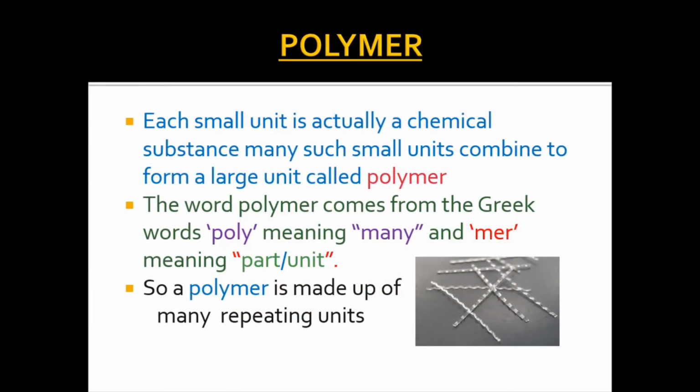What is actually a polymer? Each small unit is actually a chemical substance. Many such small units combine to form a large unit called a polymer. The word polymer comes from the Greek words poly meaning many and mer meaning part or unit. So a polymer is made up of many repeating units.